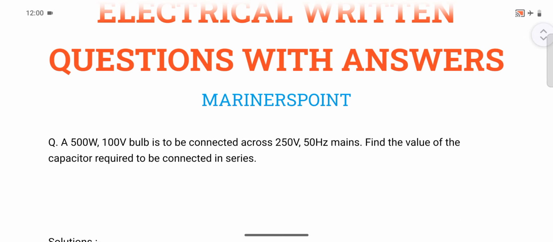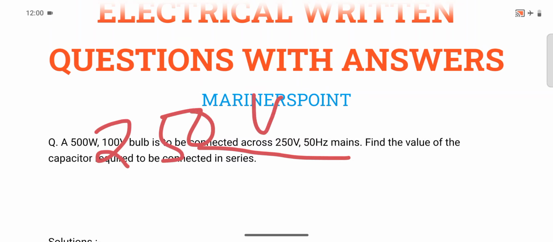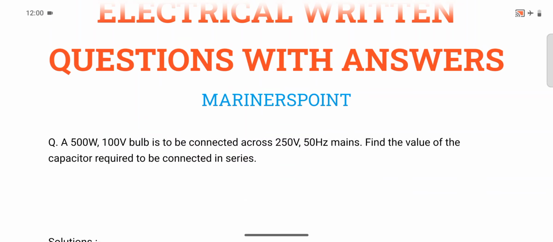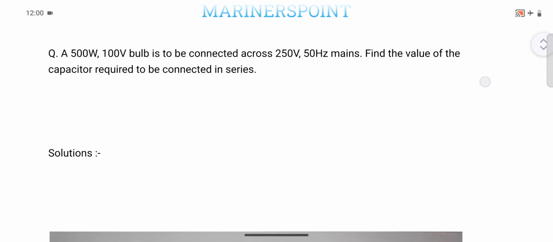A 500 watt, 100 volt bulb is connected across 250 volt and the frequency is given as 50 Hz. Find the value of capacitor which is required to connect in series. Okay, the question is given.